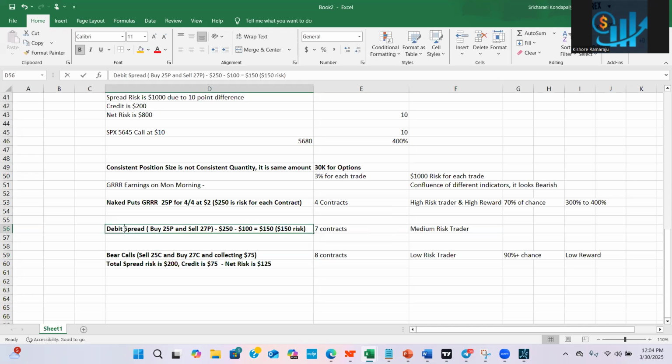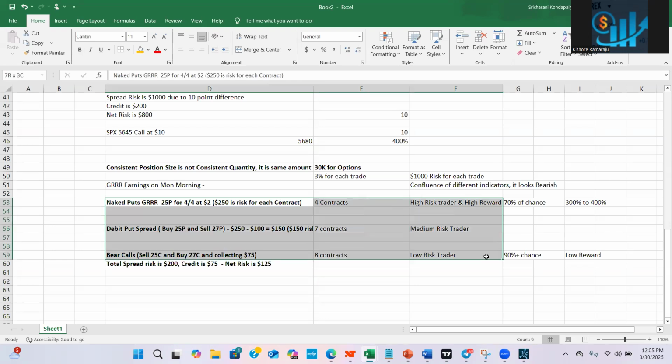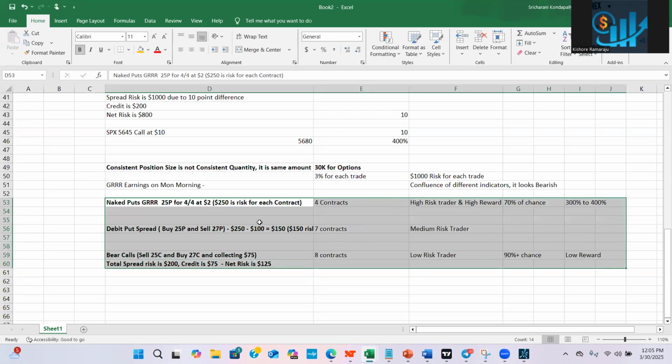A debit put spread. So I am buying a 25 put, but I'll also sell a 27 put, so that if it stays choppy, my risk is not 250. My risk is only 150. Like that. If you are a medium risk trader, you may not make 300 to 400. You may make 100 to 150% gain if it drops to $20 or like that. So this is how you need to position size.